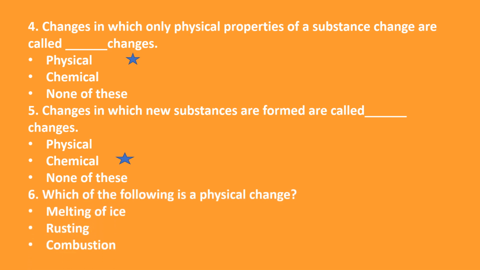Question number 6. Which of the following is a physical change? Melting of ice, rusting, combustion. Melting of ice is a physical change because when we melt ice, we get water back. So it is reversible and we are not getting any new substance. So melting of ice is a physical change.